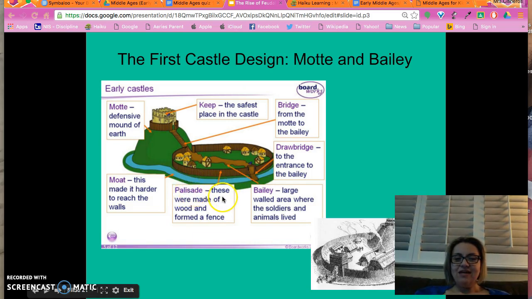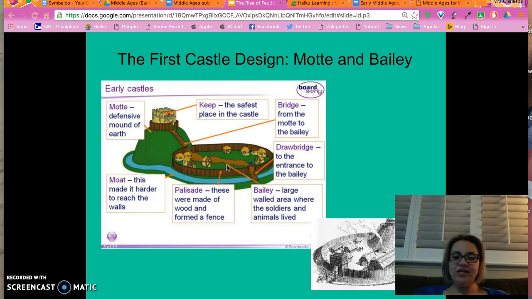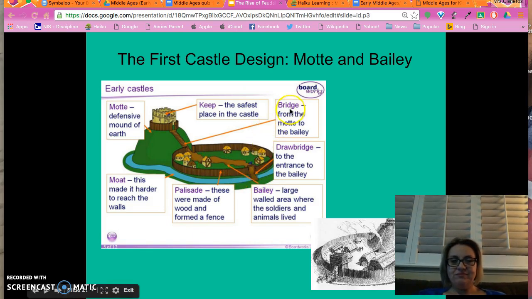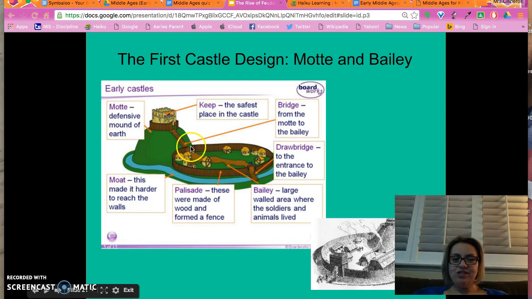The palisade, these were made of wood and formed a fence. The bailey, these were large walled areas where the soldiers and animals lived. And we have the drawbridge, and this was the entrance to the bailey. The bridge, and that bridge connected the moat and the bailey.